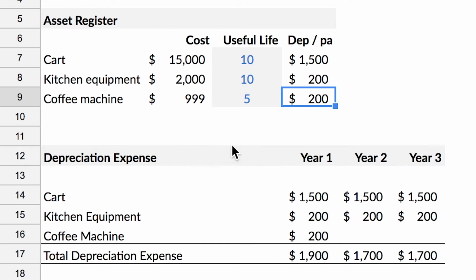Now, effectively, what we've done down here in the model is just show the breakdown of depreciation expense. So the cart, we're depreciating $1,500 a year, and those assumptions have just been pulled from this annual amount. Again, kitchen equipment, $200 a year, and the coffee machine is only pulling for year 1 for some reason, but we need to do it for years 2 and 3.